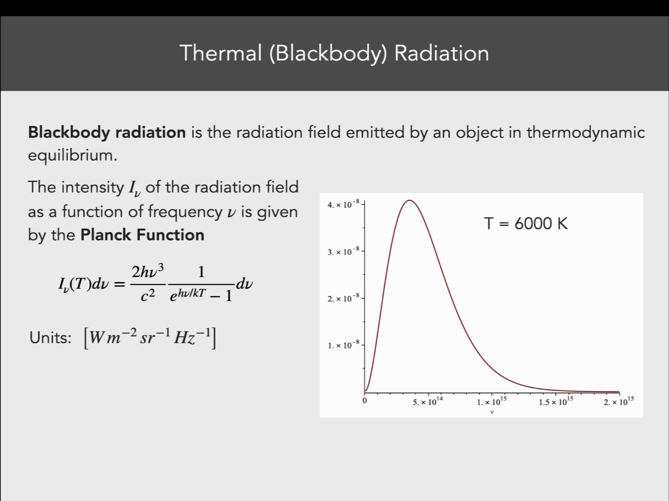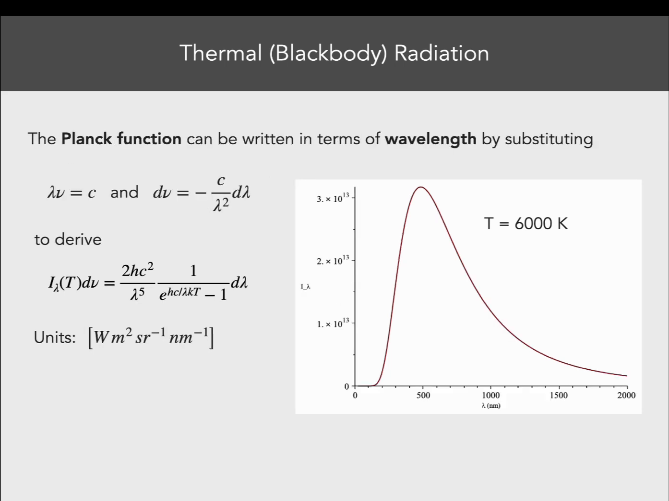While it's convenient to use frequency for describing this radiation field, for most of our purposes we're going to be using wavelength, since that's what astronomers typically deal with. You can transform that distribution function into one that depends on wavelength instead of frequency. If you make the substitution that wavelength times frequency is the speed of light, and then differentiate it to get a relationship between d nu and d lambda, you can plug those into the previous expression to get this new distribution function that depends on wavelength.